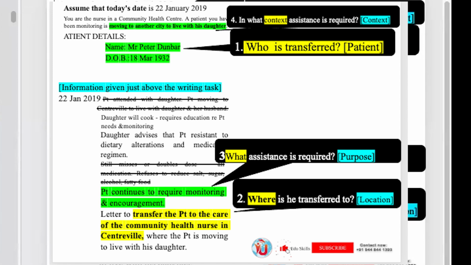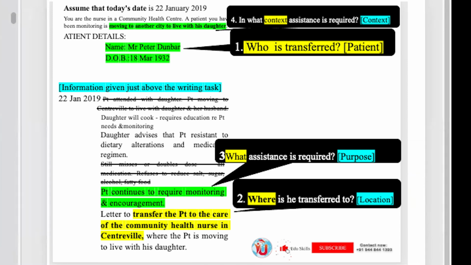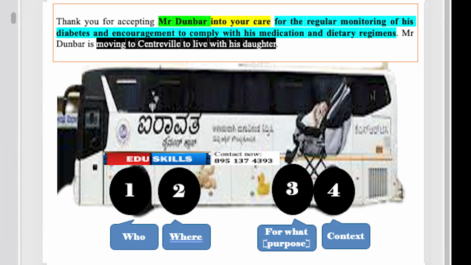So what assistance is required? Patient, it's just above that. Patient requires monitoring and encouragement. Okay. 4th one, in what context is assistance required? Yeah, context is he is moving to Centerville with his daughter. That is the context. Context means sandarbha, Malayalam sandarbham. Yes.